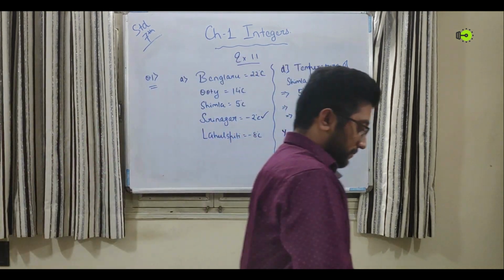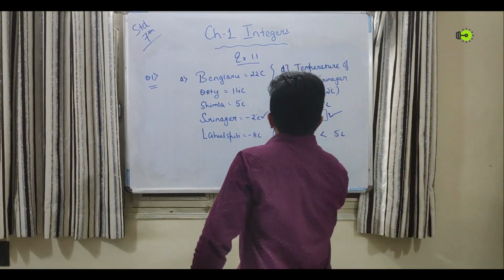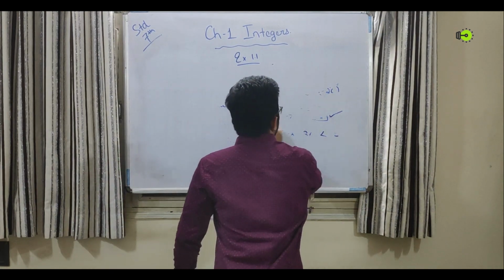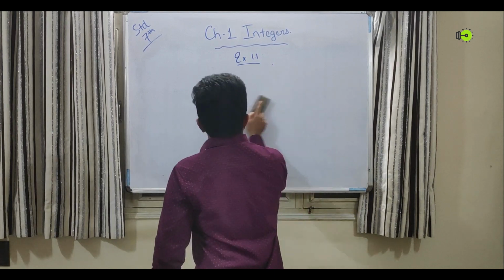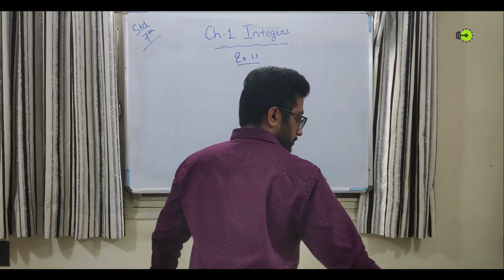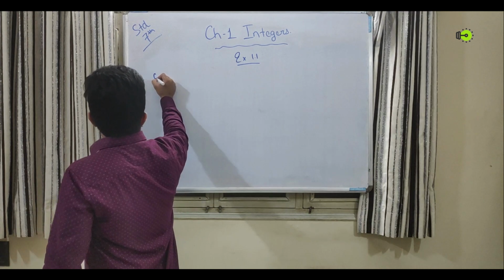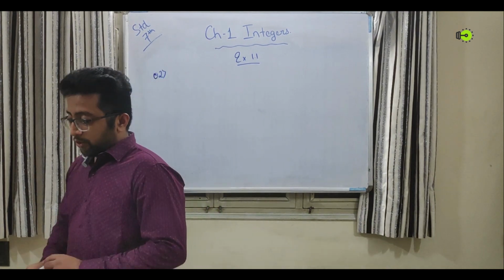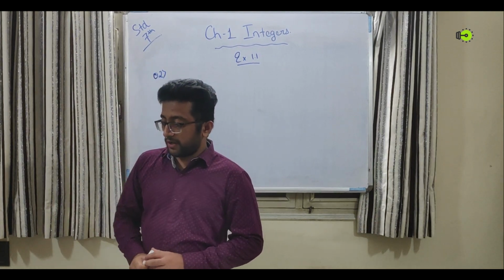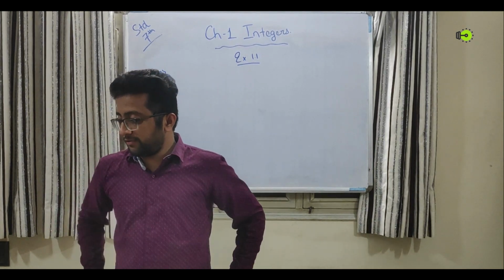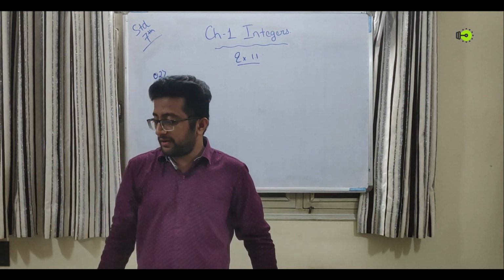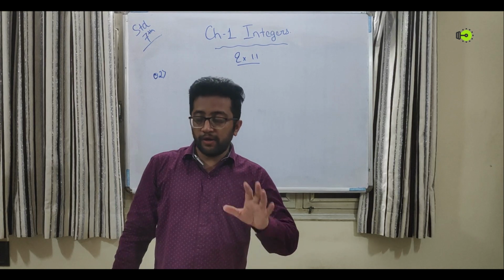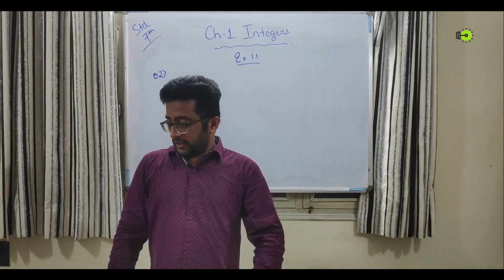Okay, hope you have done this. Now let us move towards question number 2. In a quiz, positive marks are given for correct answers and negative marks are given for incorrect answers. If Jack's scores in 5 successive rounds were 25, minus 5, minus 10, 15 and 10, what is his total at the end? So first of all, let us try to understand the question.